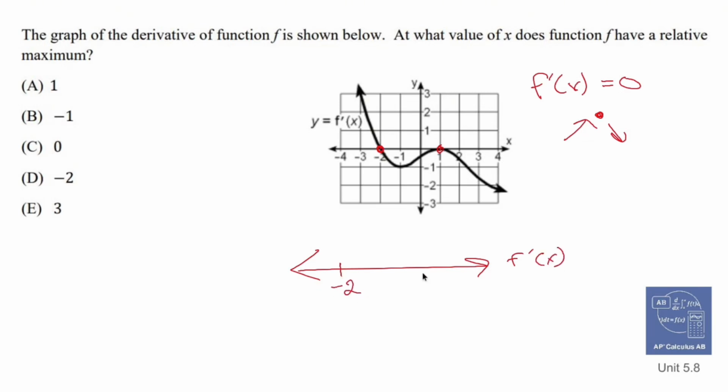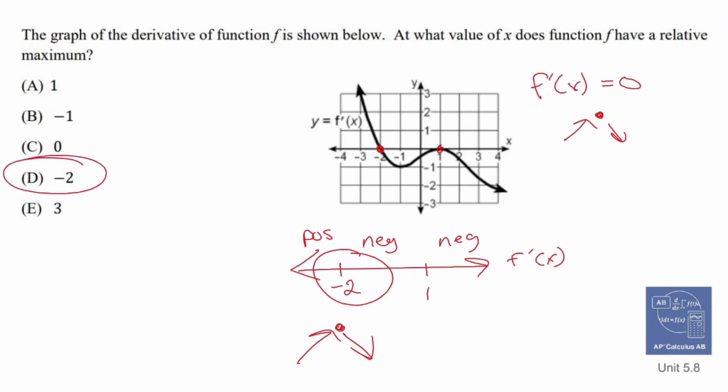At negative 2 and at positive 1. To the left of negative 2, I'm in positive land. From negative 2 to 1, I'm below the x-axis. And from 1 on, I'm also below the x-axis. So right here at negative 2, I go from positive, increasing, to negative, decreasing, which means I have a relative maximum at negative 2. So that's how you do it.